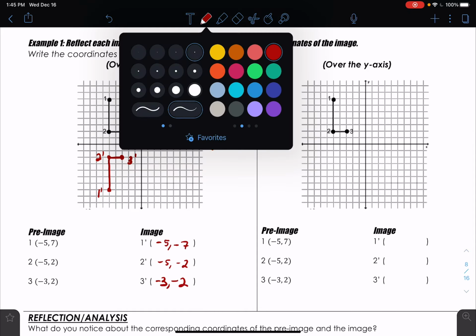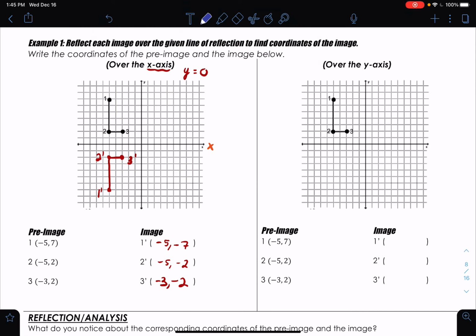Okay? What about if we wanted to reflect this over the y-axis? So here's the y-axis. The equation of that line is x equals 0. All right, so I'm going to count. 3 is 1, 2, 3 units to the left, so 3 prime is going to be 3 units to the right. 2 is 1, 2, 3, 4, 5 units to the left, so 2 prime is going to be 5 units to the right. 1 is 5 units to the left, so 1 prime is going to be 5 units to the right.